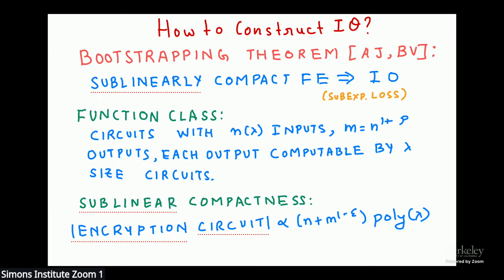Sublinear means that the time it takes to encrypt should be better than computing the function itself, so it should be sublinear in the size of the function. The way I stated it is that the size of the encryption circuit, which computes the ciphertext, should be n plus something which grows smaller than the size of the circuit, m to the 1 plus epsilon. AJ and BB showed that if you have these kinds of properties in a functional encryption scheme, then it already implies obfuscation, and this is great news for us. Let's just focus on building FE.